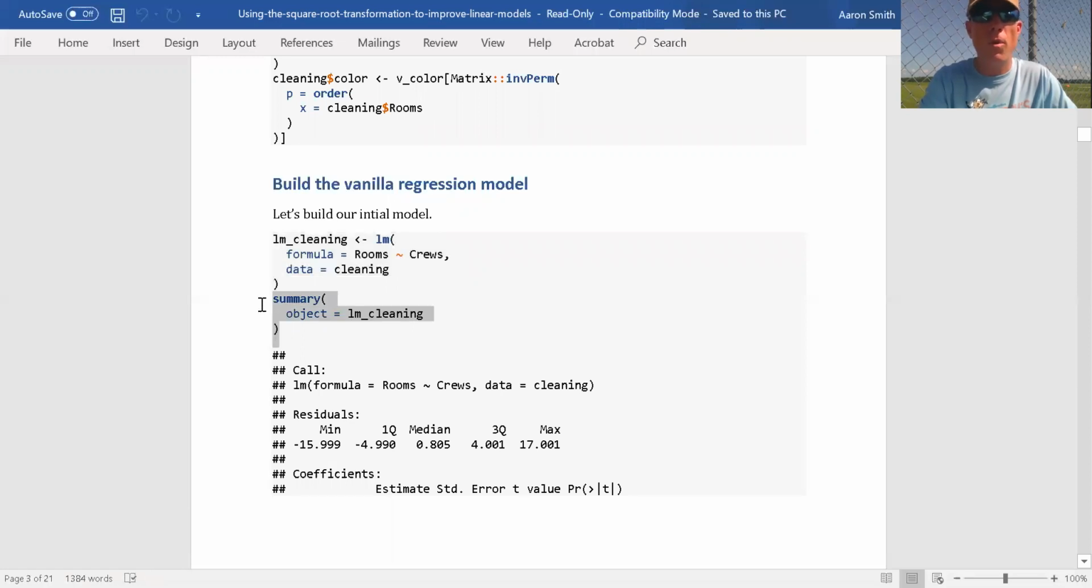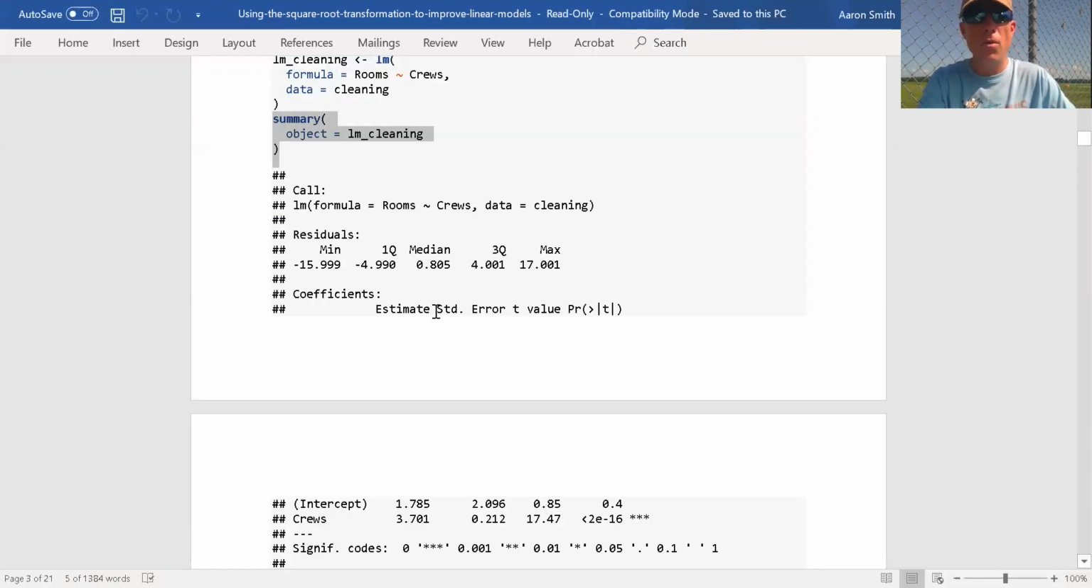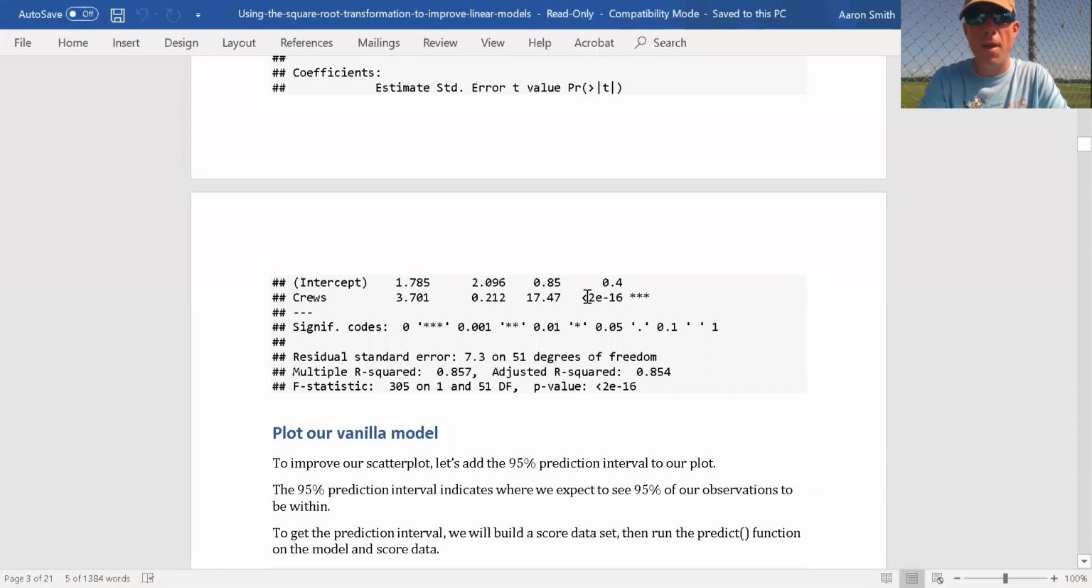Now I'm going to use the summary function to take a look at the output real quick. All right, so these residuals are kind of big considering the size of the numbers I've got, but sometimes it just works out that way. I can see that it's definitely statistically significant within machine accuracy on the cruise coefficient. The F statistic is within machine accuracy of 0. That's pretty good.